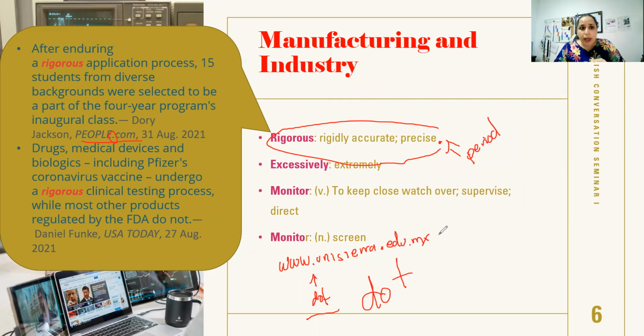Drugs, medical devices, and biologics, including Pfizer's coronavirus vaccine, undergo a rigorous clinical testing process, while most other products regulated by the FDA do not. Daniel Funk, USA Today, 27th of August, 2021.